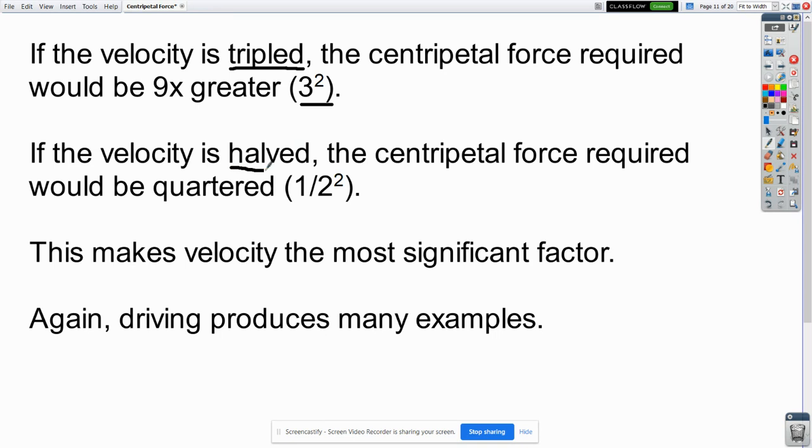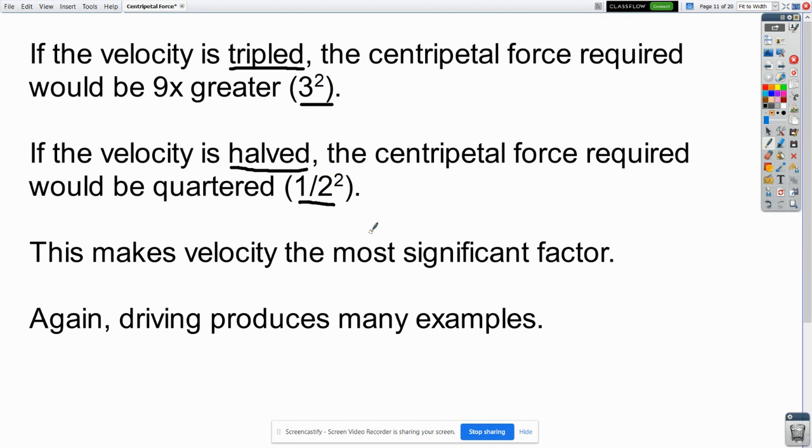If we cut the velocity in half, it'll be 1/2 squared for the centripetal force, or 1/4. So whatever we do to the velocity, we have to square that for the centripetal force. This really makes velocity the most significant factor in determining how much centripetal force is going to be required. Changes to it cause bigger changes to the actual centripetal force.